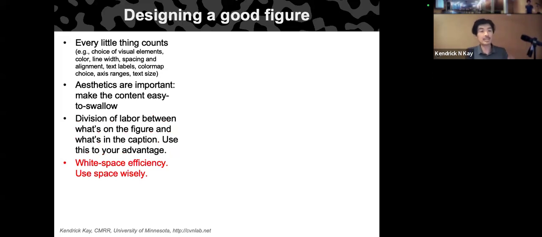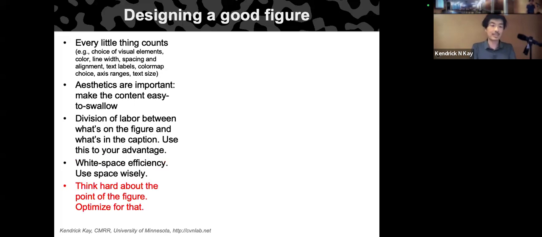A few more principles. White space matters. Papers are like physical objects in a sense, though not anymore. And we have a lot to convey, but we don't have 10 pages to convey it. So just think about white space.